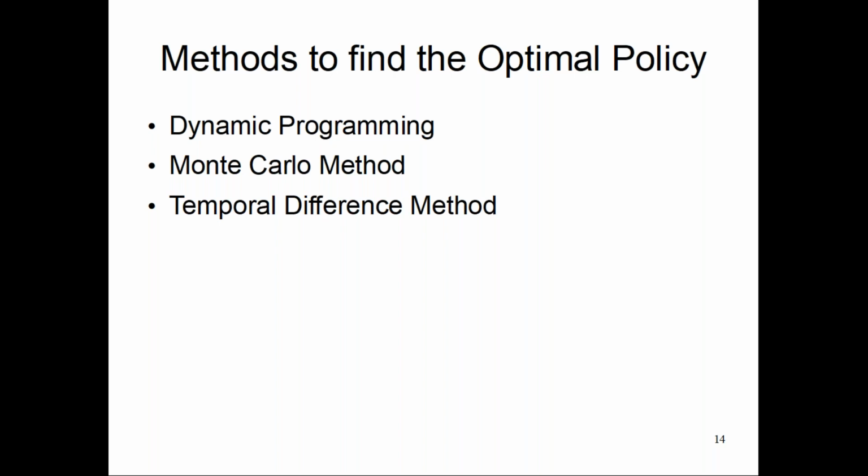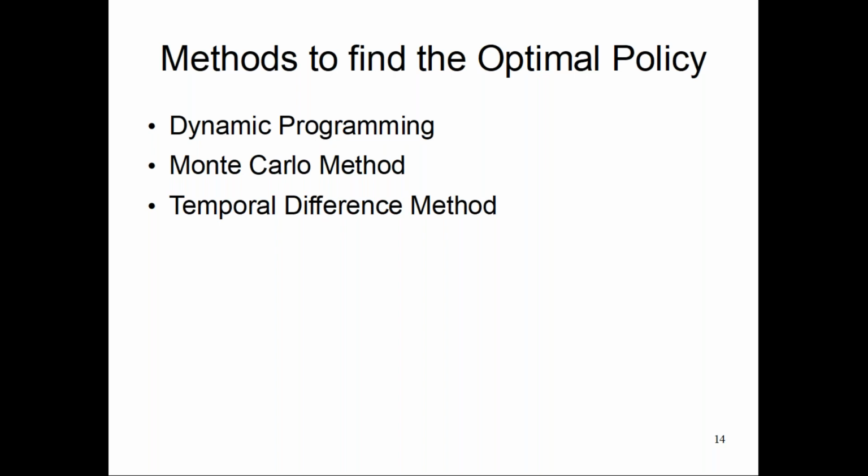Some problems have an end point, but some problems are in a continued state. In that case, you are not able to estimate the total reward or the total end goal, so you can use temporal difference. But if the entire starting point and the goal are known, you are able to apply the Monte Carlo method. So these are the three methods you can use for finding an optimal policy.